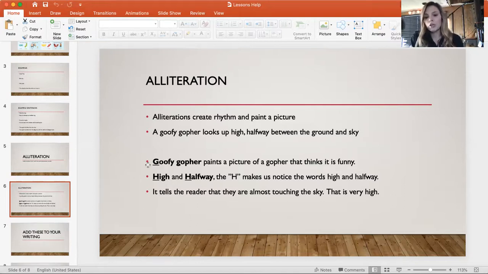So putting in words that have a similar sound right next to each other makes you not only notice those words faster, but then I think about those two words and it paints a better picture in my head of maybe what's going on in my story.